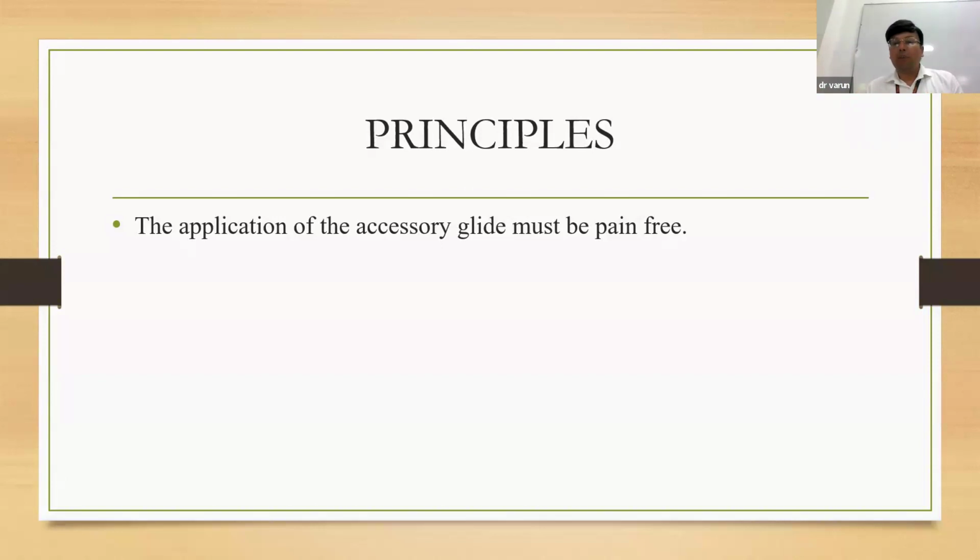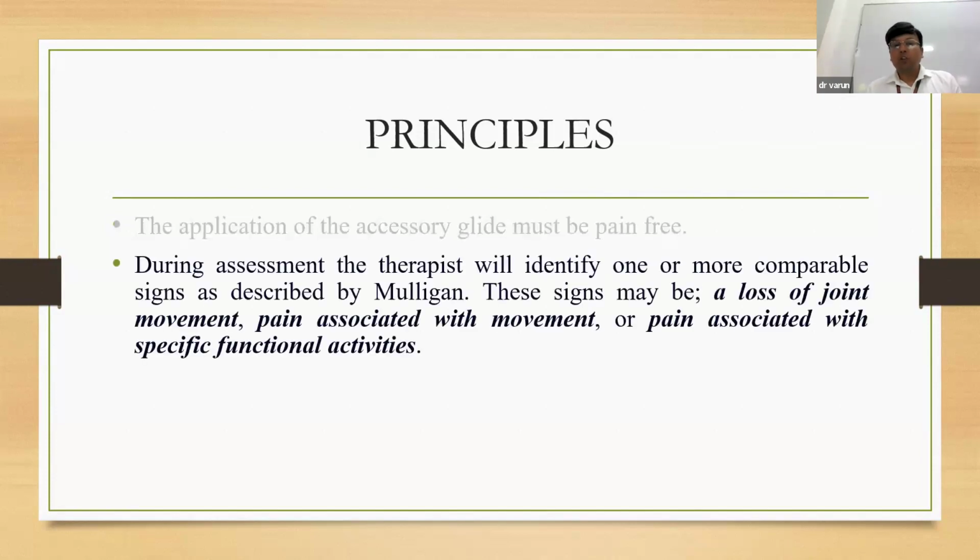If during the application the patient reports some pain, that means either my treatment choice is wrong or my technique is wrong. So I have to check whether I need to change the treatment choice, meaning give some other treatment, or correct my application of the treatment. The second principle: during assessment, the therapist will identify one or more comparable signs as described by Mulligan.